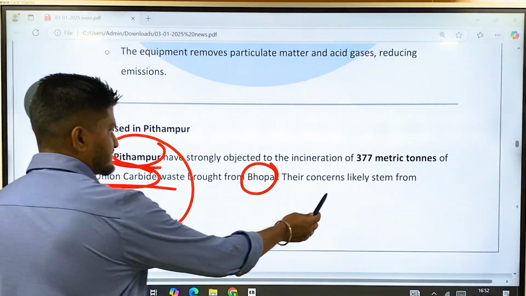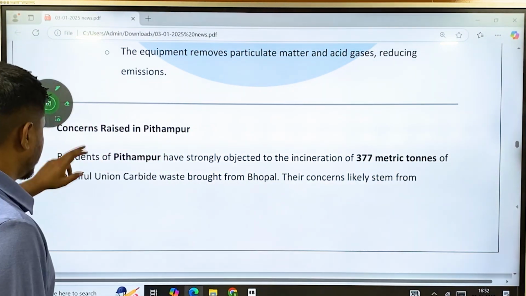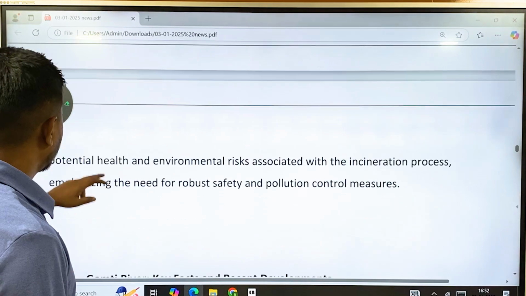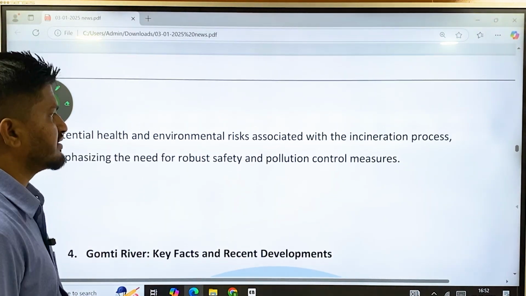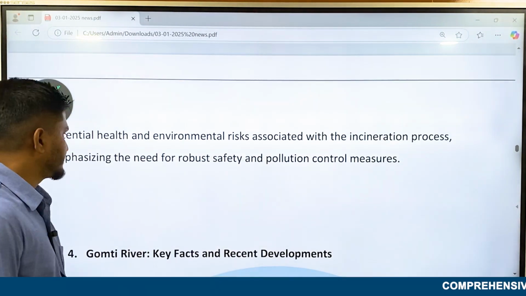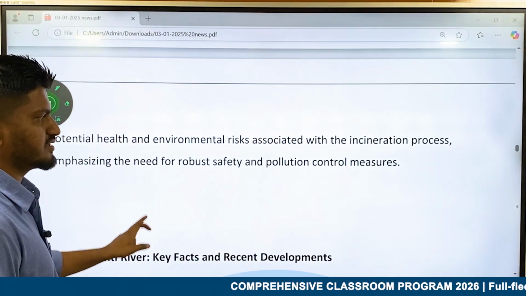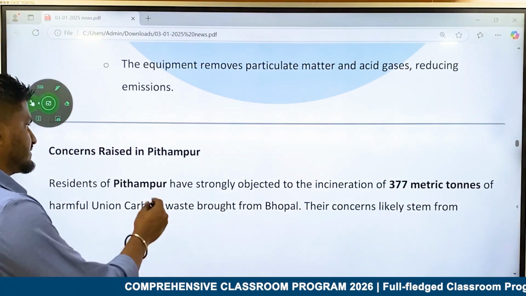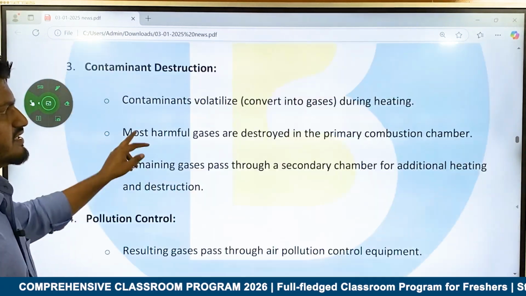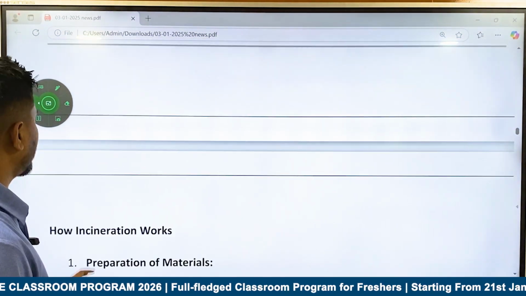So their concerns likely stem from potential health and environmental risks associated with the incineration process, emphasizing the need for robust safety and pollution control measures. So this is why it is in the news. Now we'll understand what the incineration process is and how it works.